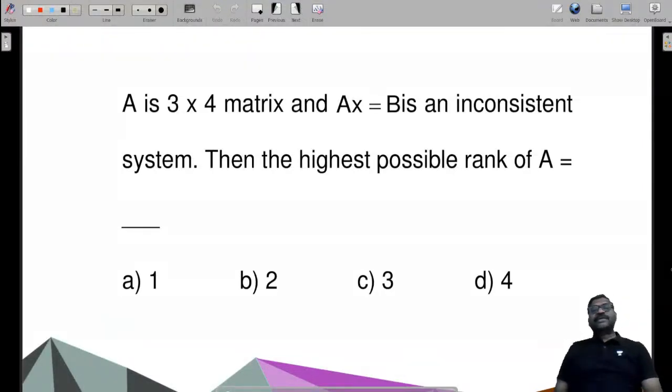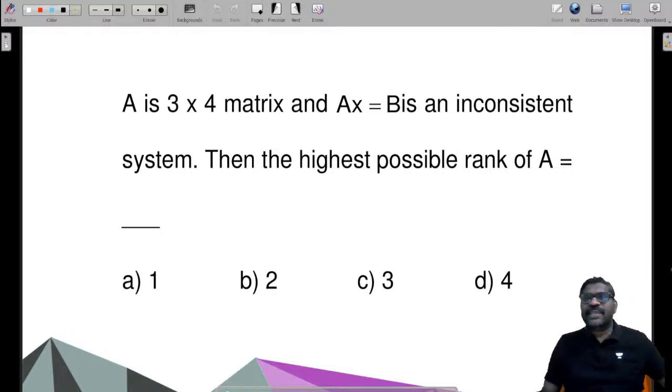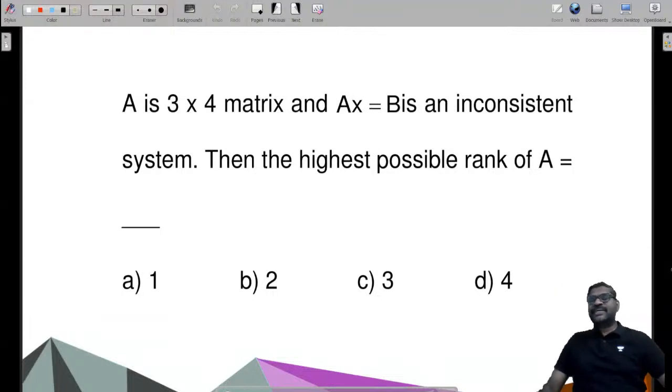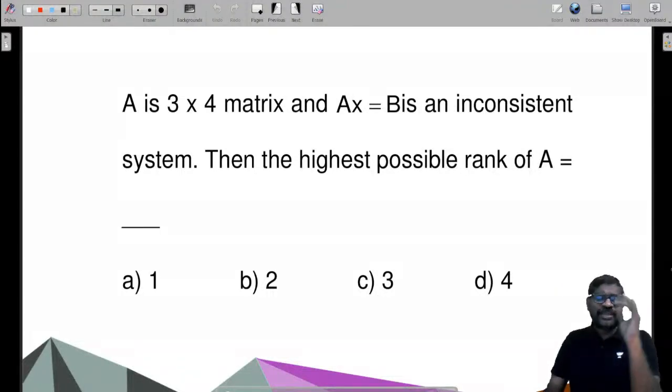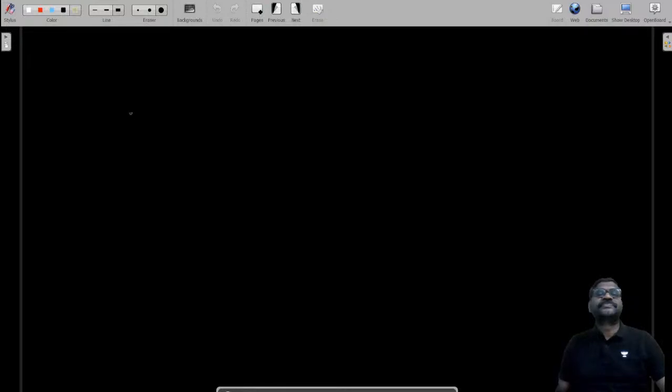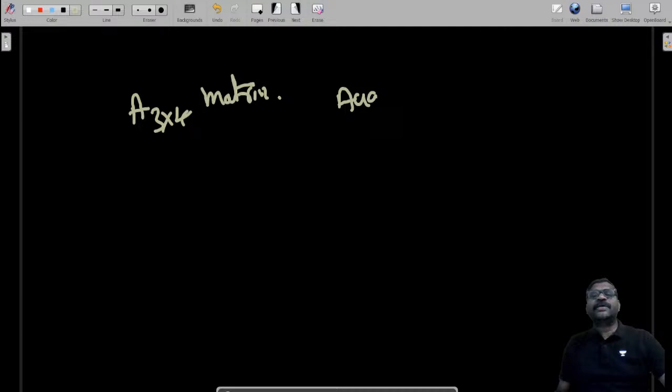Sir, A is a 3 cross 4 matrix and Ax equal to B is inconsistent. Then highest possible rank of A. See, very simple. You have to apply simple logic to solve this problem. A is a 3 cross 4 matrix. What about augmented matrix AB?